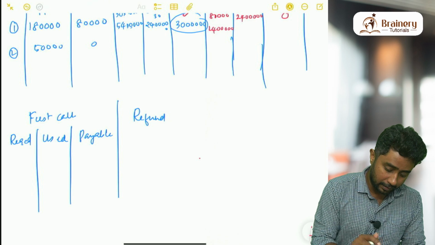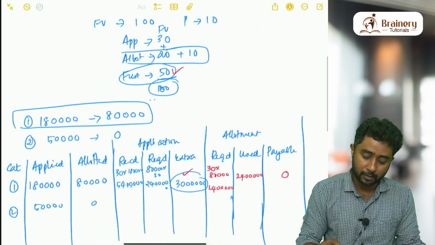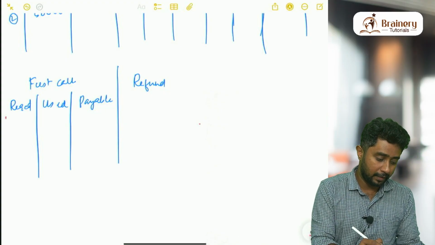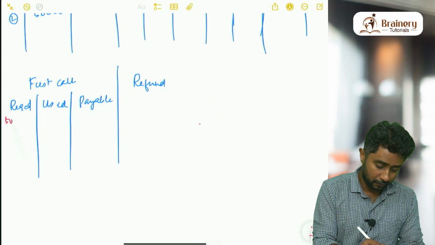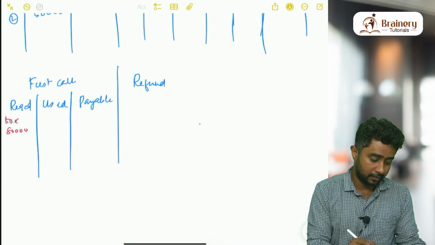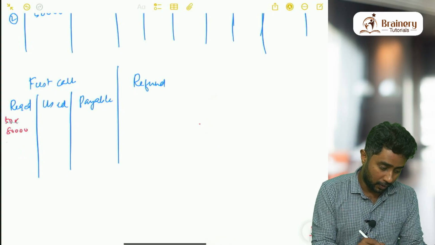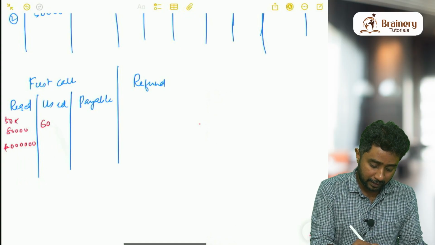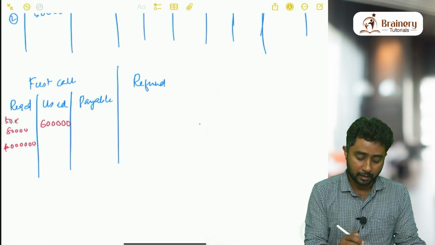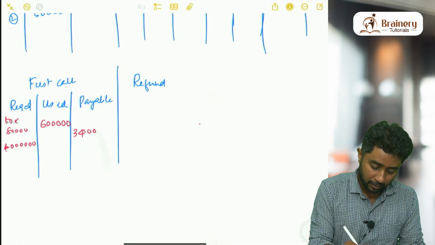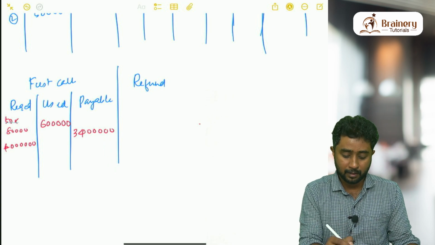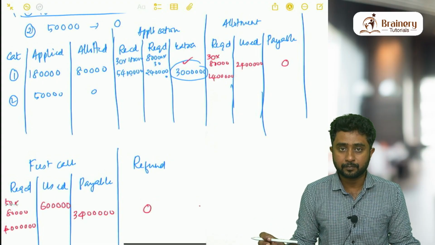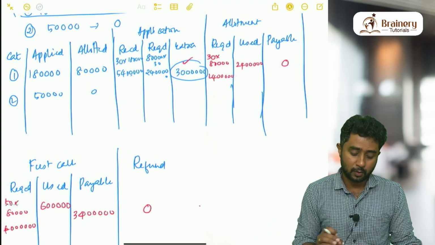So for first call, the required amount we found is 50. So 50 into 80,000 shares we need. Required means that is the actual money that we need from the shareholders. 40 lakhs is there. Used, still we have 6 lakh rupees extra with us that we can use here. After adjusting this, 34 lakhs is still payable by the shareholders. So there is no refund for the first category because there is nothing left in the extra amount that they paid. Hope you understood that case.